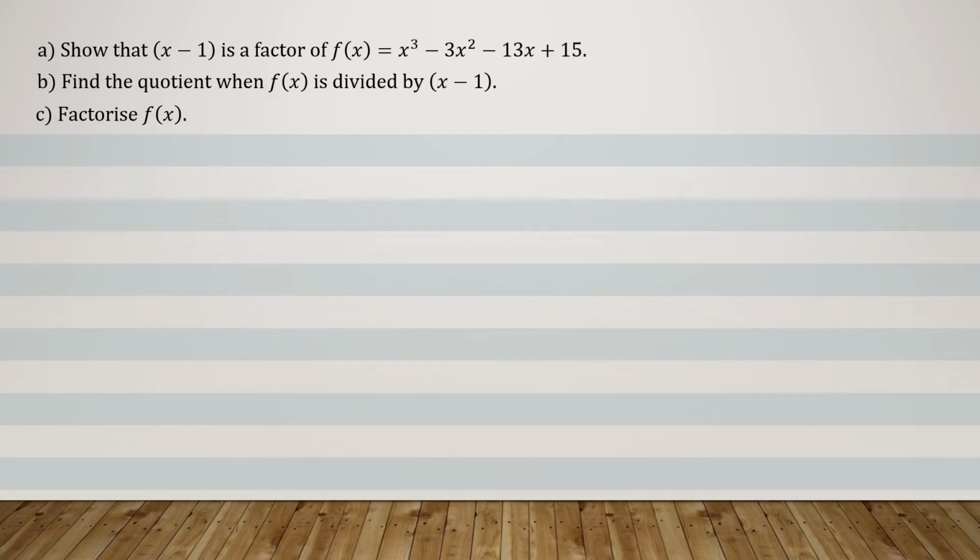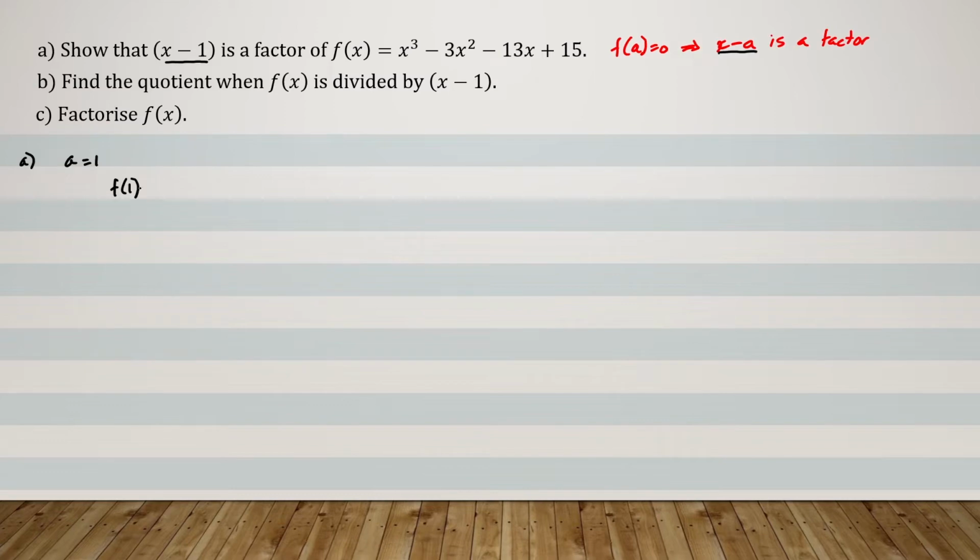For part A, we'll use the factor theorem, and that states that if f(a) equals 0, that implies that x minus a is a factor of your polynomial. So when we compare our x minus 1 to our theorem, we can see that a equals 1. So we'll substitute 1 into our polynomial.